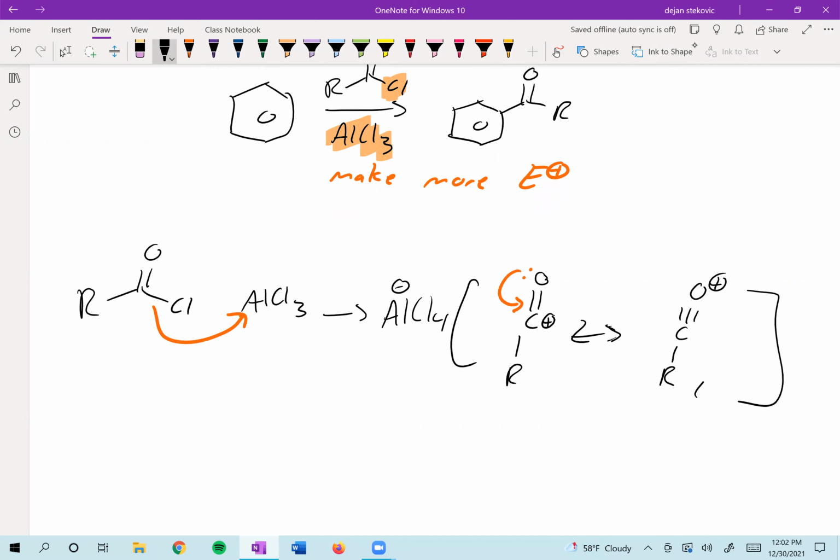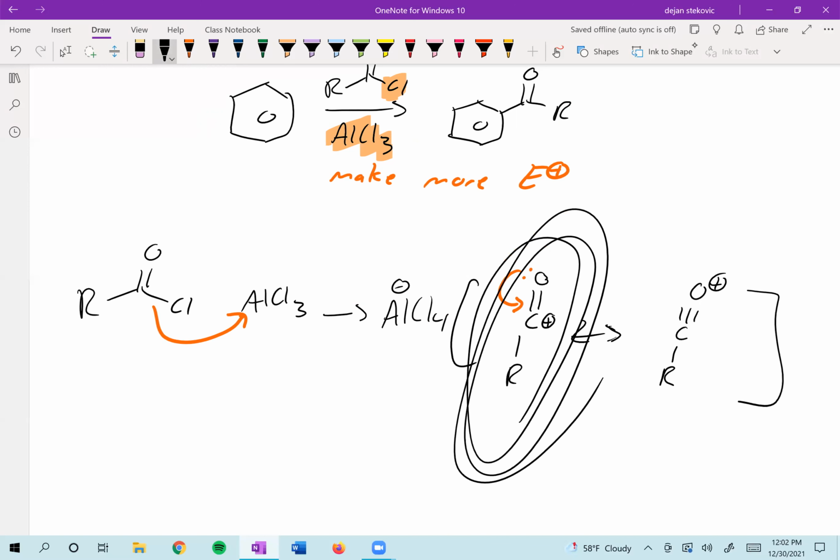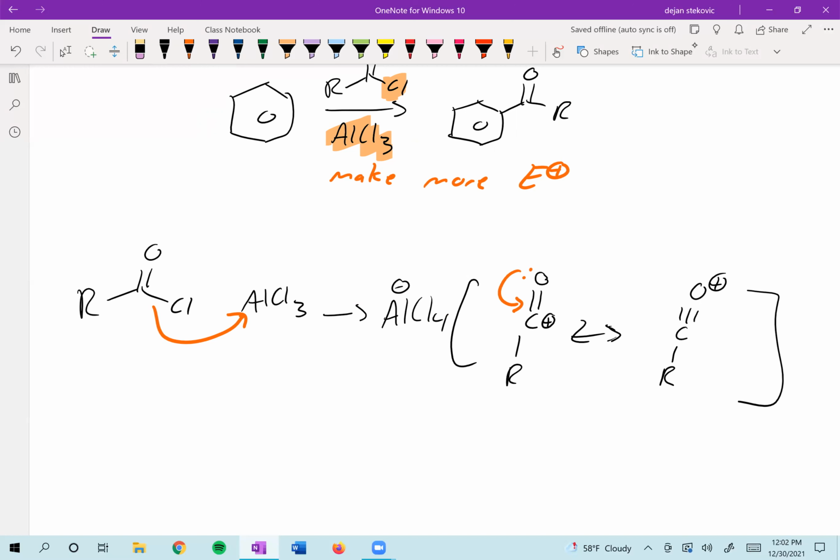Note that the resonance structure on the right is better, even though the positive charge is on the oxygen. And it's better because the structure on the right has a filled octet, whereas this one right here, the central carbon does not have a filled octet. This is called an acylium ion, right? And it acts as our electrophile.